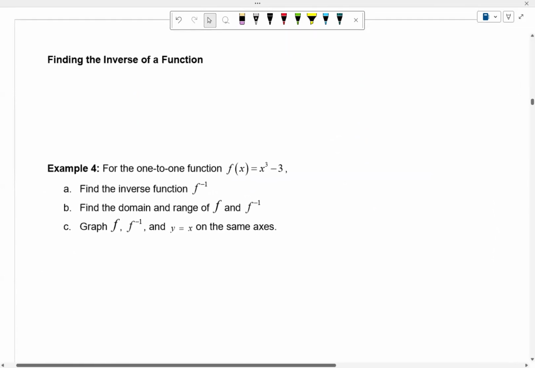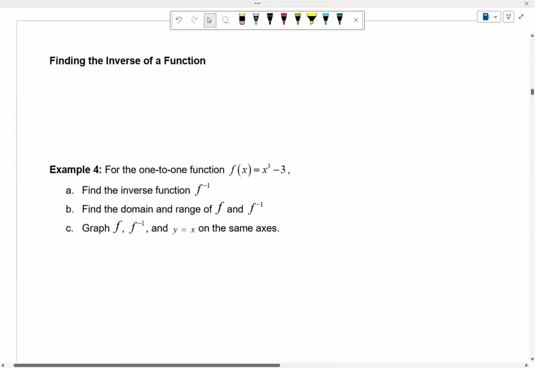Okay. For the one-to-one function, f of x equals x cubed minus 3. Could you visualize x cubed minus 3 in your head even before you graph it? And it is one-to-one? Okay, and because it's one-to-one, we know that it has an inverse. Zach, what is the inverse? Cube root of x plus 3. Do we agree? Thank you.